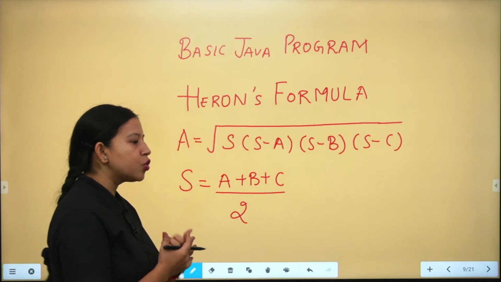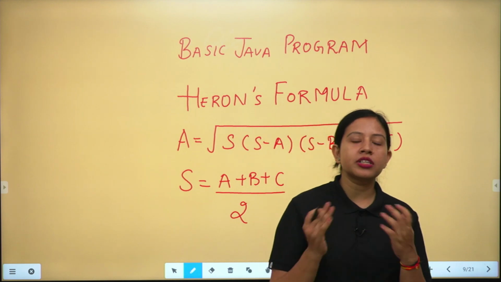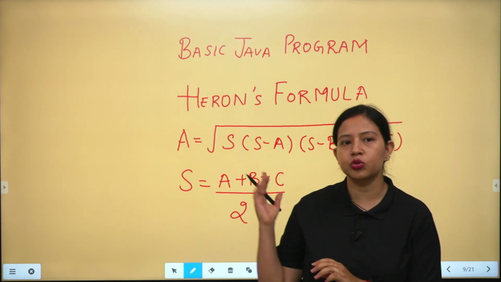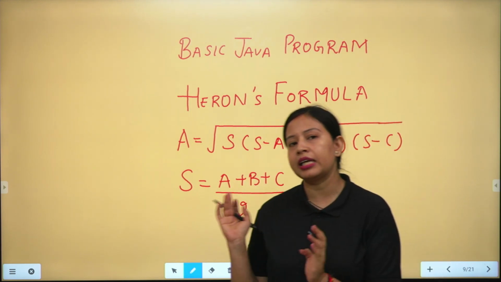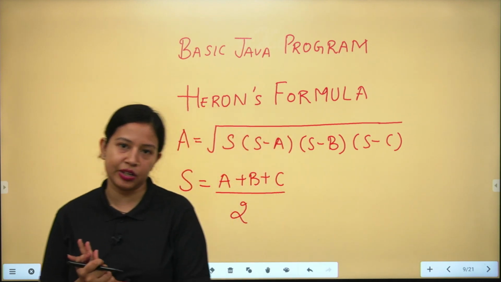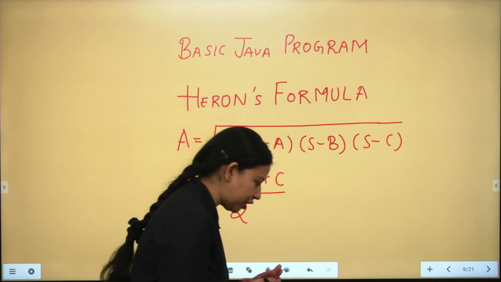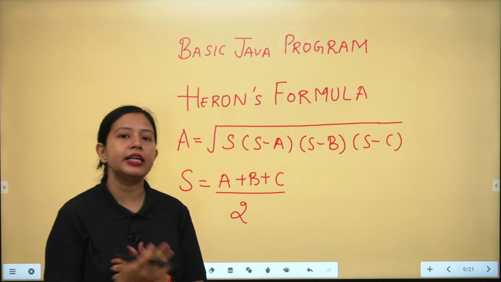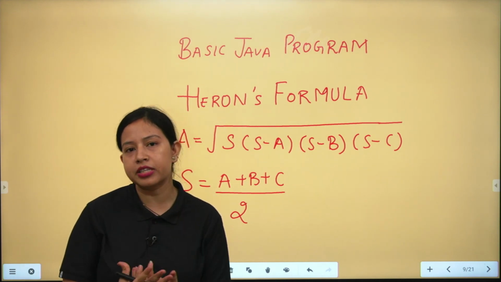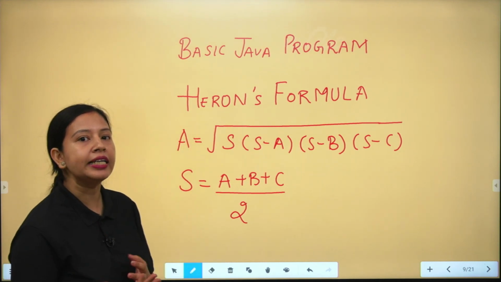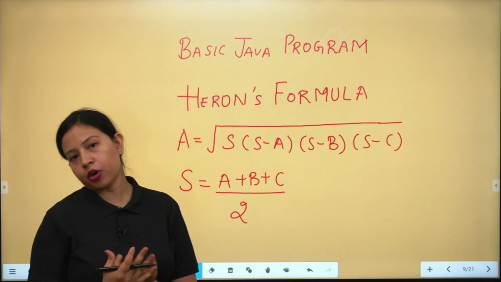As you know, if in any triangle all the sides are unequal, generally we use Heron's formula, and with the help of this formula we can easily find the result. But in Java programming, we need to understand how to frame this formula and how to write it in Java. This is the very important question.